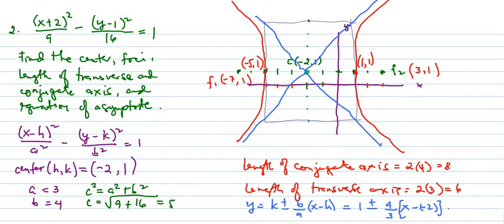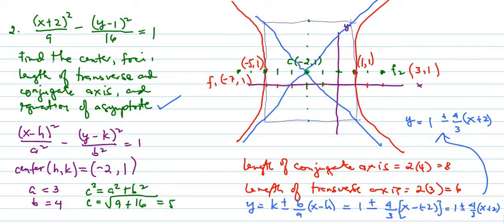So this is now equivalent to 1 plus minus 4 over 3 times x plus 2. Rewriting this one, our final equation, we will transfer the 1 to the other side. That becomes y minus 1 is equivalent to positive negative 4 over 3 times x plus 2. You may transfer 1 to the other side, or it can remain on this side. If I retain it on this side, that means 1 plus 4 over 3 times x plus 2, and then the other equation is 1 minus 4 over 3 times x plus 2. So this is now the equation of our asymptote.